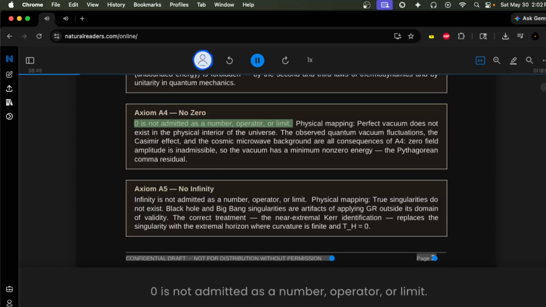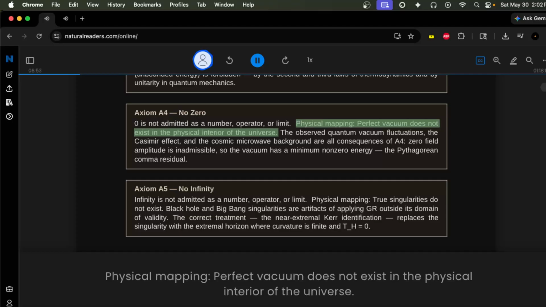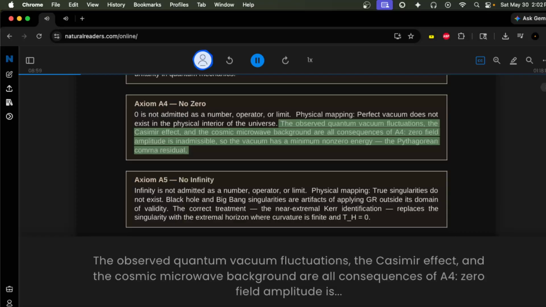Axiom A4, no 0. 0 is not admitted as a number, operator, or limit. Physical mapping. Perfect vacuum does not exist in the physical interior of the universe. The observed quantum vacuum fluctuations, the Casimir effect, and the cosmic microwave background are all consequences of A4. 0 field amplitude is inadmissible, so the vacuum has a minimum non-zero energy, the Pythagorean comma residual.